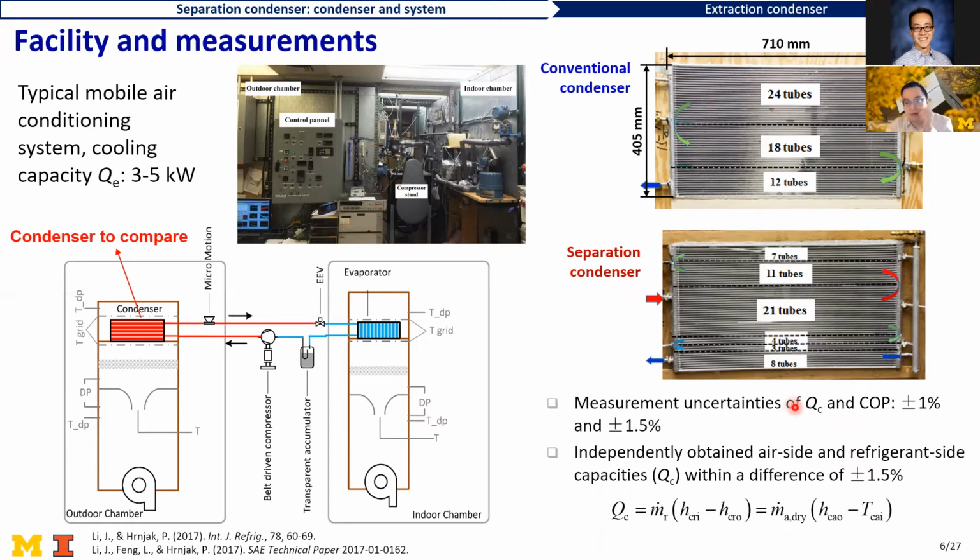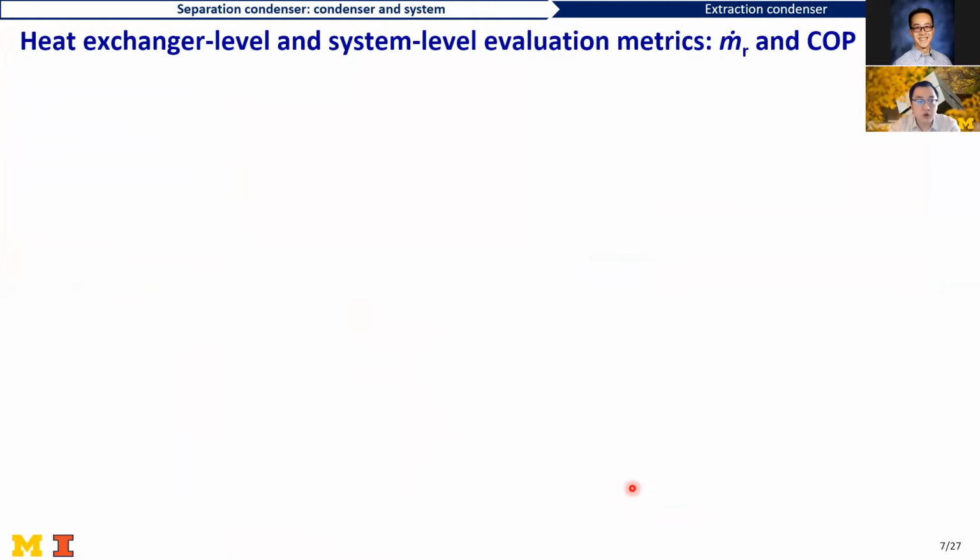The measurement uncertainty of the condenser heat transfer rate, or the condenser capacity, is within ±1%, and the COP, the coefficient of performance, which is the characterization of the energy efficiency of the system, is within ±1.5%. And also we have acquired independently the air side and the refrigerant side capacity, and they match very well. So in this slide, I will introduce two kinds of experimental comparison to compare the two condensers.